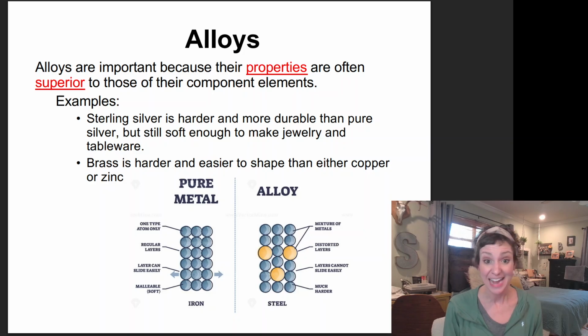Brass is harder and easier to shape than either copper or zinc separately. So that's why we use brass, like stainless steel, you guys. So we're looking at these alloys actually bringing a lot more to the table than any one of these pure elements could on their own.